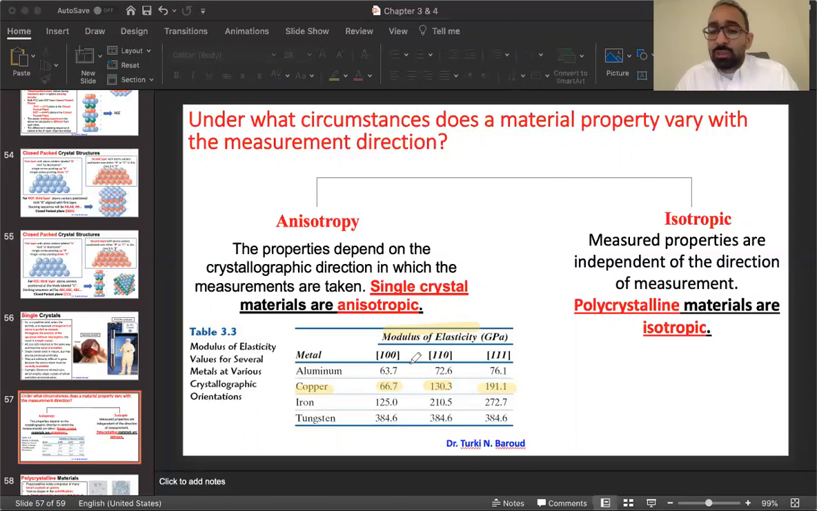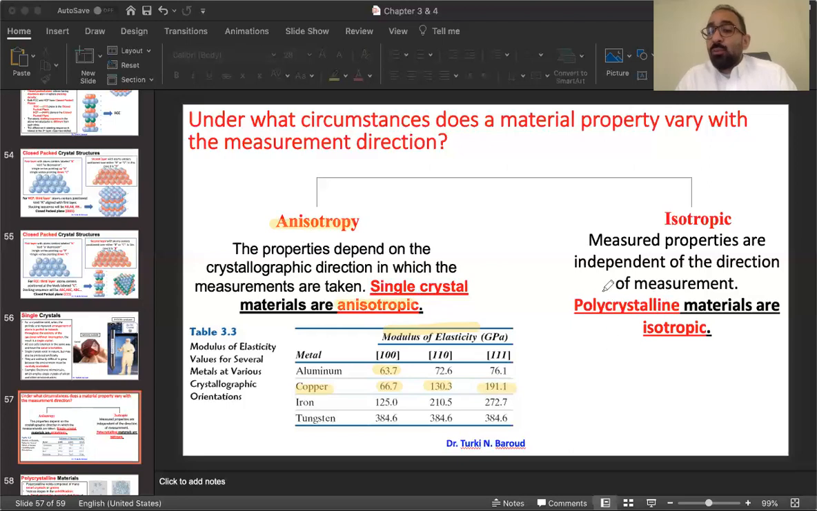Also here for the aluminum, you see the values are different. This value is different than this, which is different than that. That means the properties depend on the direction in which they are measured. It's called anisotropy. So a material where the property differs according to direction is called an anisotropic material.